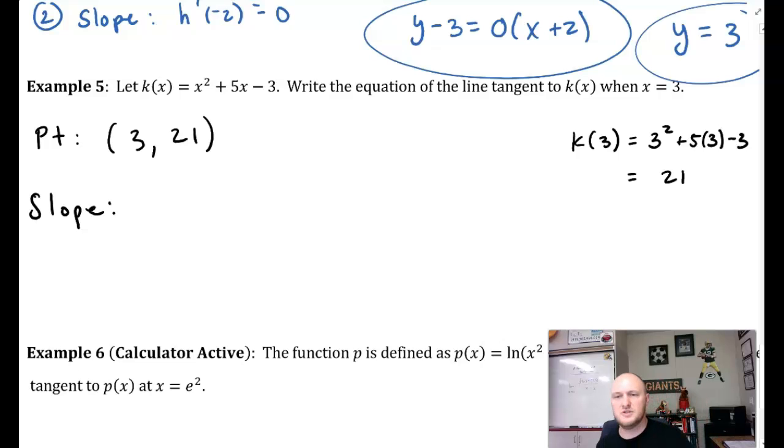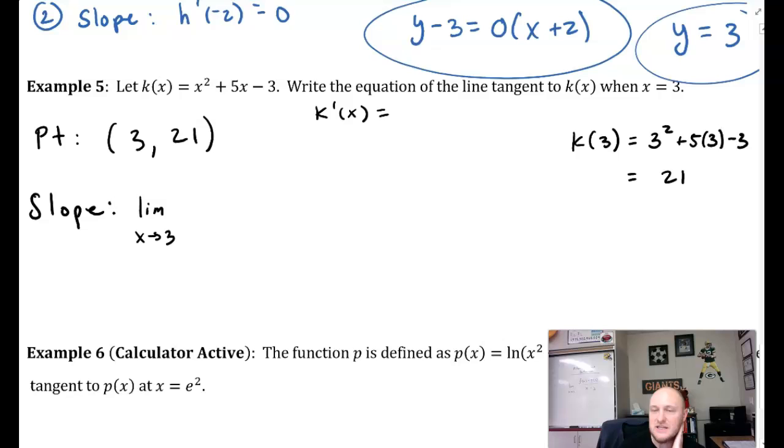Slope. What's the slope? They don't give us k prime. In this one, they don't tell you what k prime of x is. And I have not taught you yet how to find k prime given a function. I will teach you. That's coming up in the next couple of lessons. So slope. How do I find the slope at a point? Well, only if I had taught you a way to do this with a limit.